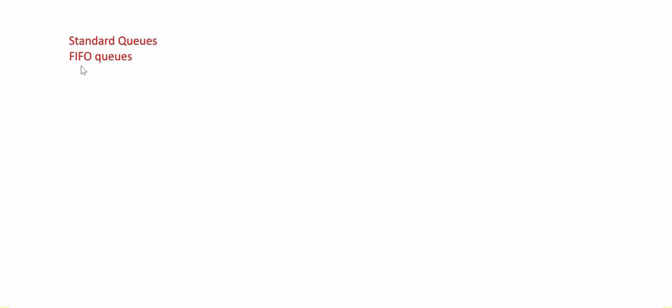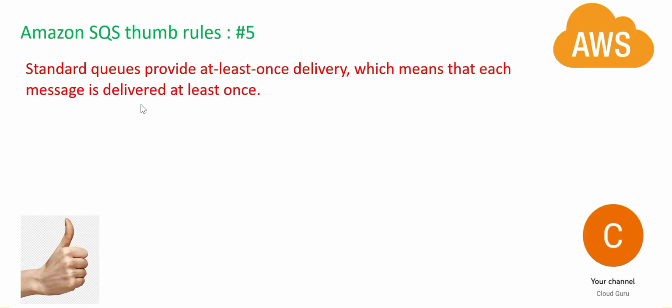But in terms of FIFO, messages 1, 2, and 3 will go in the same sequence as 1, 2, and 3, not as 1, 3, and 2. But there is a beauty. Standard queues provide you at-least-once delivery. That means nothing will be lost in between, and it makes it better. FIFO will also have the same thing, but here the message will be delivered exactly once.